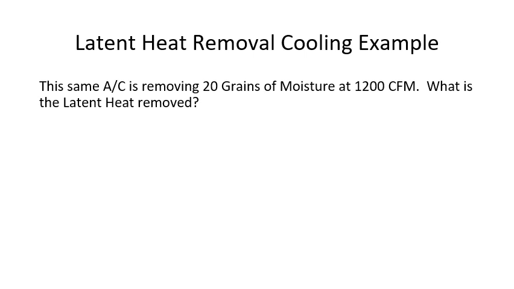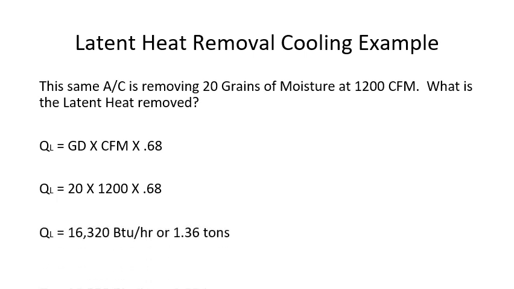So what is the latent heat removed? We're going to plug these into our latent heat formula. Again, here's our formula, and here's our numbers plugged into that formula. What do we arrive at? 16,320 BTUs per hour, or 1.36 tons.